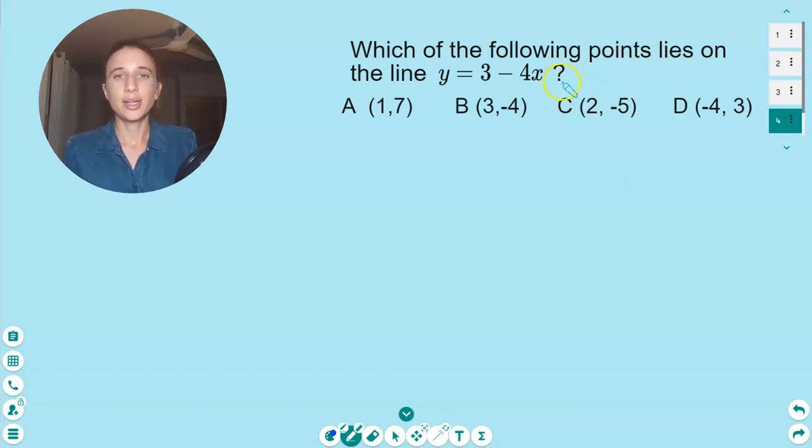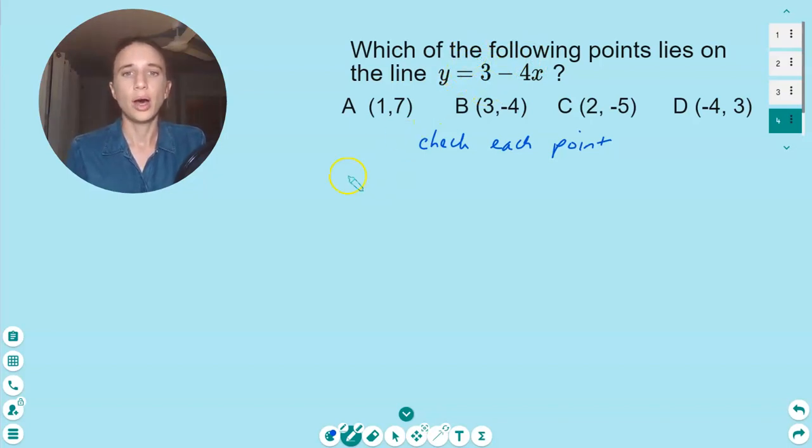And last question, let's check this out. You might be given something multiple choice in the exam. So it says, which of the following points lies on the line Y equals 3, take 4x? So we're just going to go ahead and check each of these. Check each point. All right, let's go. Y equals 3, take 4x. Now it's a little bit of a different question, I just realized. So let's check point A.